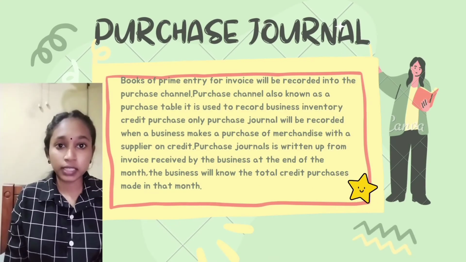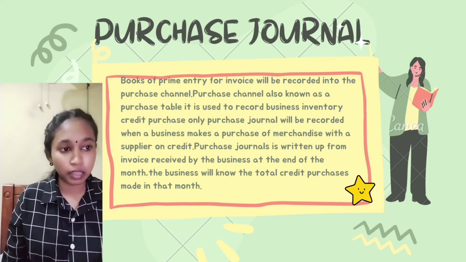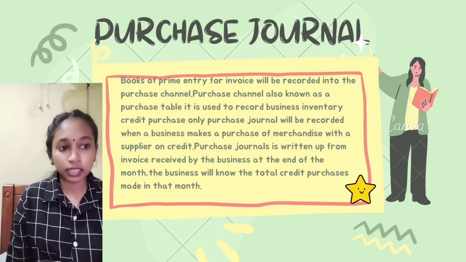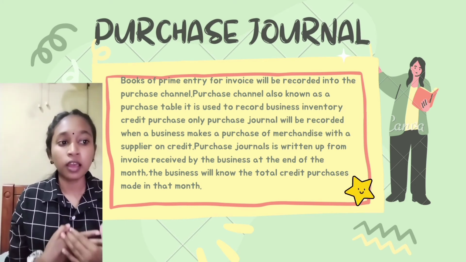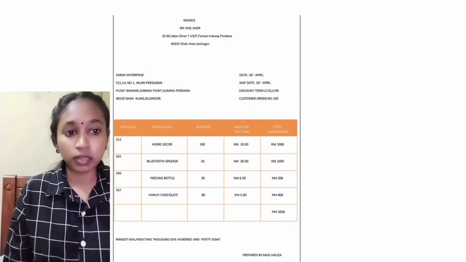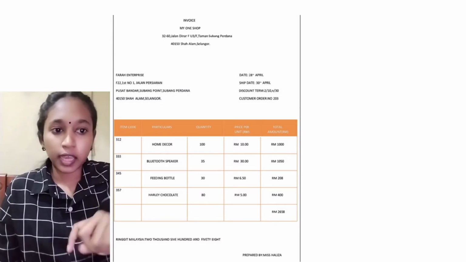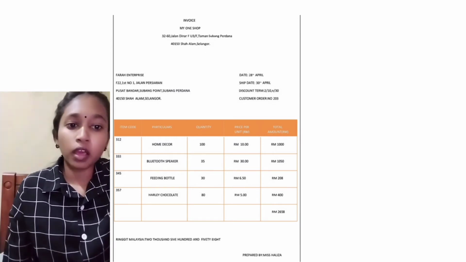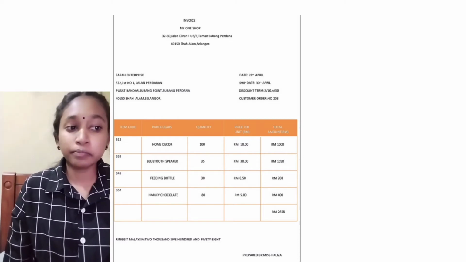Next, I want to talk about purchase journal. Books of prime entry for invoice will be recorded into the purchase journal. Purchase journal, also known as a purchase book, is used to record business inventory credit purchase only. Purchase journal will be recorded when a business makes a purchase of merchandise with the supplier on credit. An example seen in the picture: on 23 April 2022, Kaizen shop made a credit purchase from My One shop. This will be recorded in the purchase journal if the invoice is received from the supplier. The purchase journal will show a list of trade payables and the sum of credit purchase for My One shop.